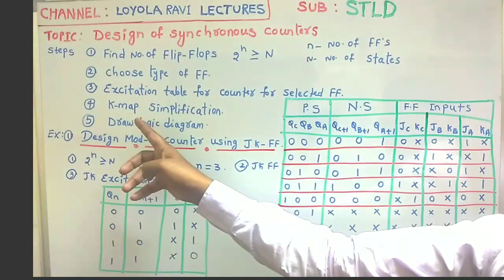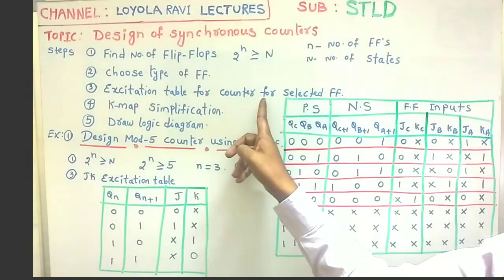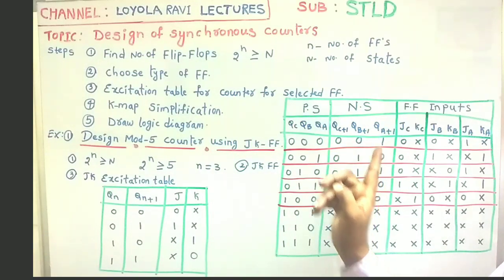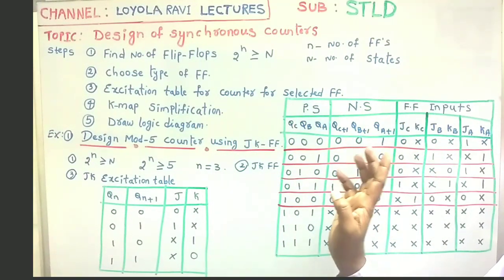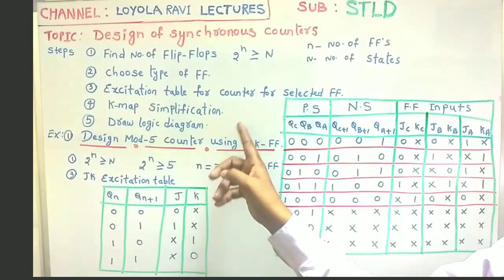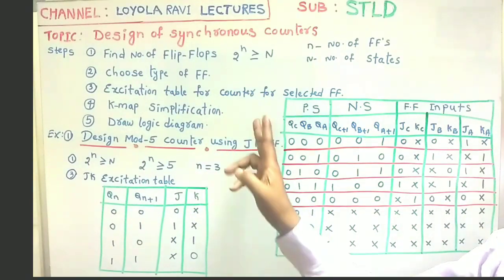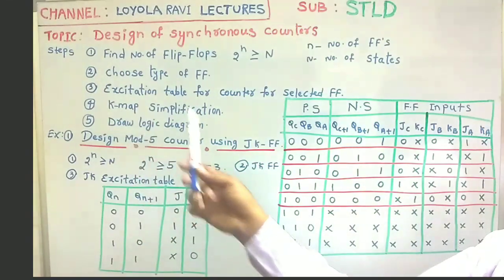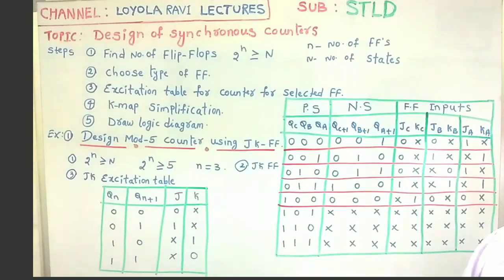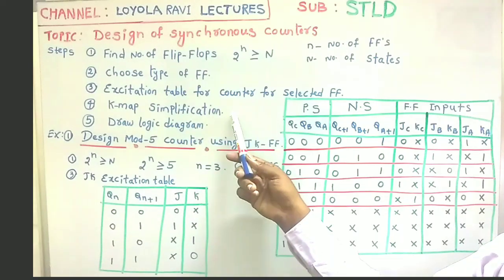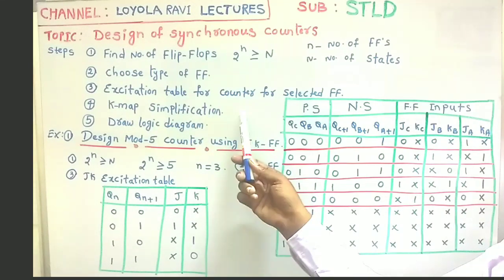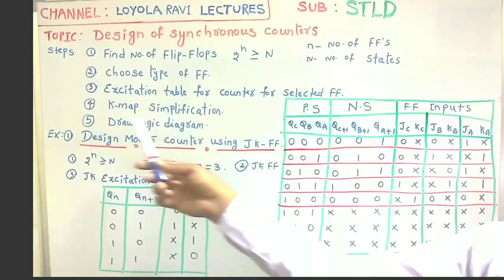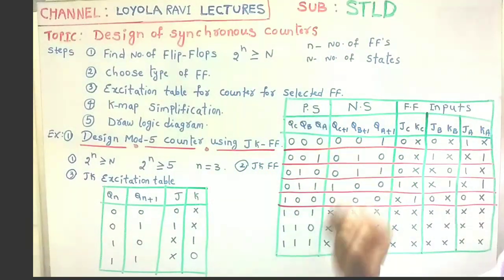The third step: after drawing the excitation table for the counter using the excitation table of the flip-flop, go for the simplification. You can simplify in any way, but the better way is K-map simplification. The last step is the logic diagram. After simplification we will get some Boolean expressions, and by using those expressions we draw the logic diagram. These are the 5 steps involved in the design of any counter.